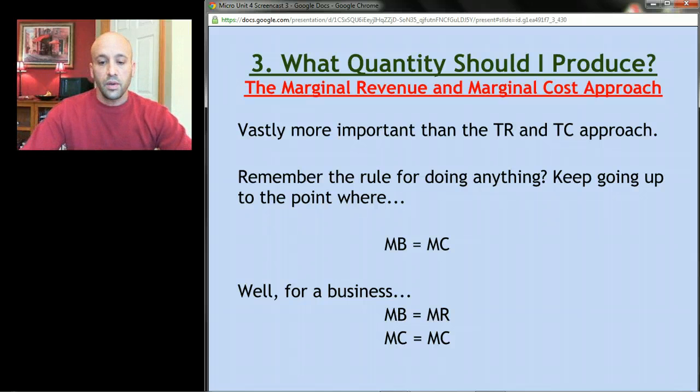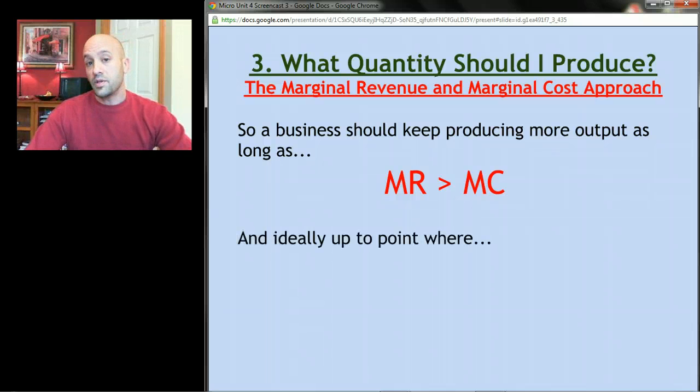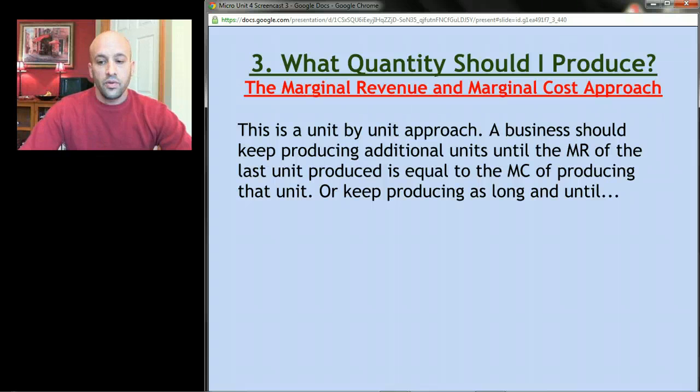So thinking about it conceptually that way, a business should keep on producing units, keep on adding to the quantity, as long as the marginal revenue, the money coming in from selling that additional unit, is at least as much as what it costs to produce that additional unit, marginal cost. And ideally, a business would produce up to the point where those two are equal. And by doing that, it would produce every single unit where it could make a profit, where it would bring in more money than it would cost to produce. So this is a unit by unit approach.